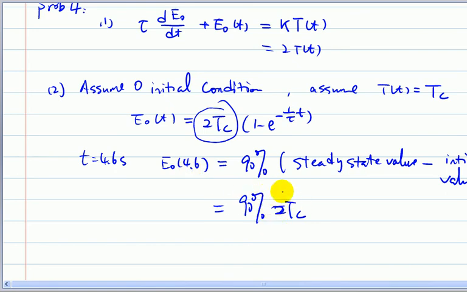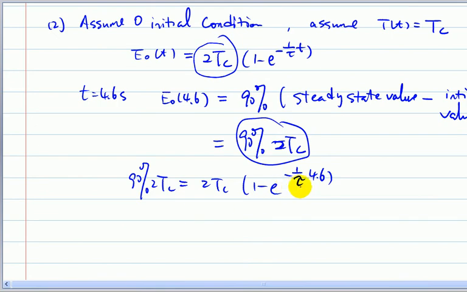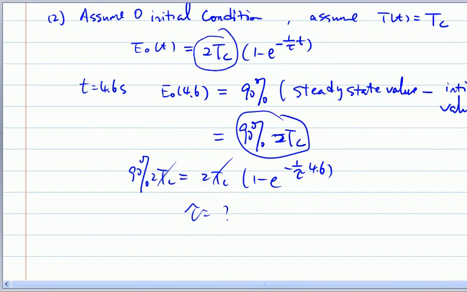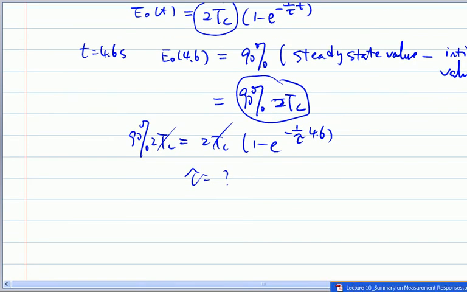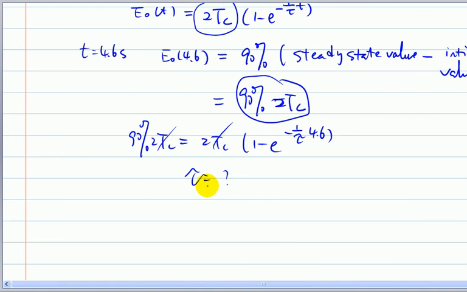So now you can substitute this back over here. So 90% of 2Tc equals this whole bunch over there at 4.6 seconds. You know this, and you cancel the Tc, so you can solve for the tau. As a matter of fact, you can also see that I have a summary here: when t equals that, your output reaches 90% of this. So you can solve for tau, and that's how you get the formula over there.